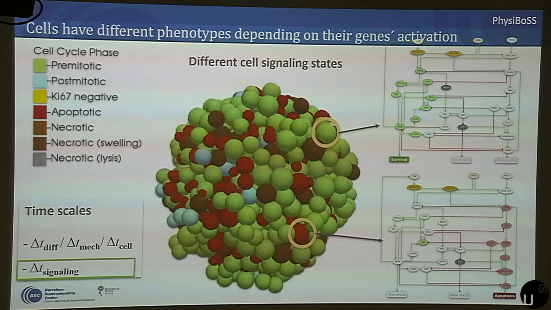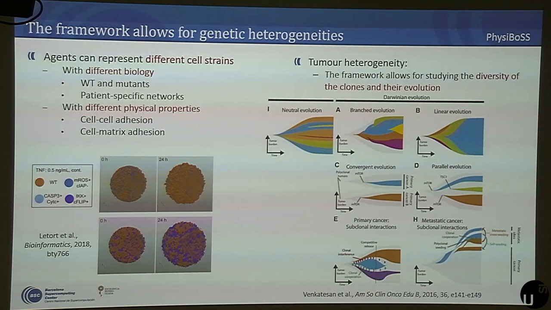And of course, in order to have this, we added this fourth time scale that is called the signaling time scale. So we integrated MaBoSS into VDCell, and this way we can represent different cell strains. So cells that have different biology, so you can have wild type and mutants, or you can have patient-specific networks, or you can also have different physical properties.